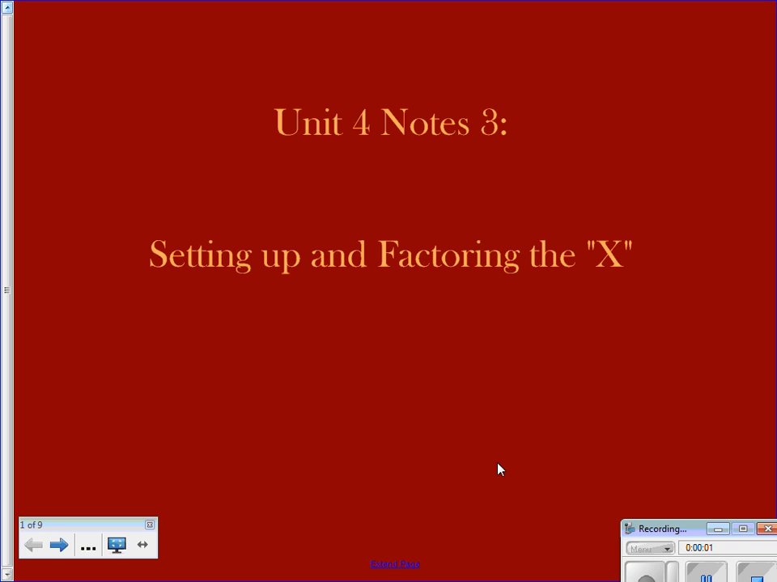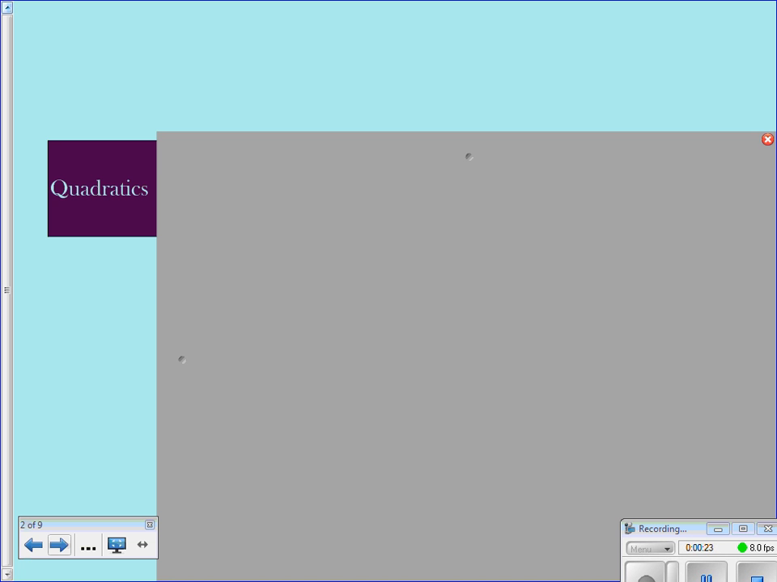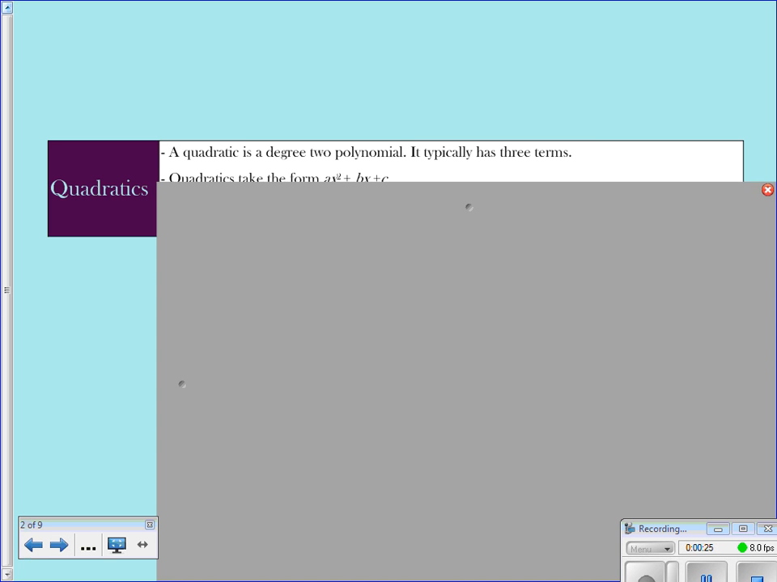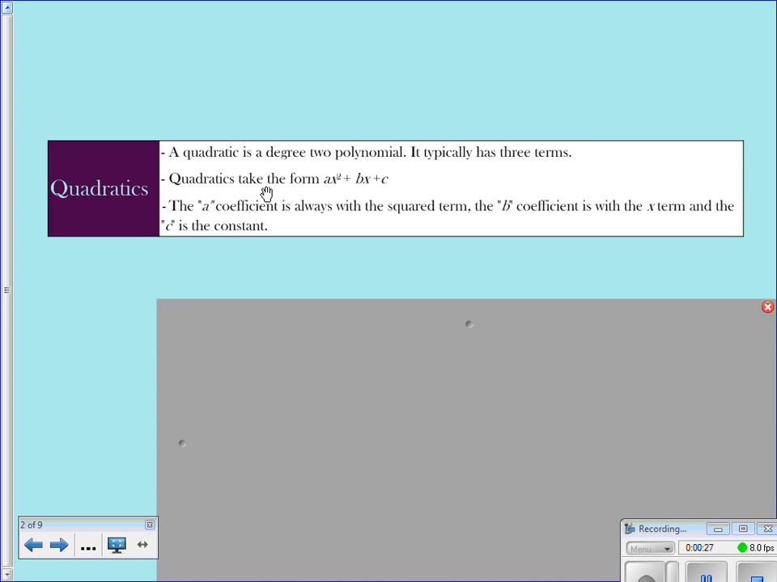Hello, ladies and gentlemen, and now we're going to be going on to notes 3 of our unit, which is setting up and factoring using the X. So, starting with our next note sheet, we're going to really get into factoring, which is a very important part of algebra. But before we do that, we want to get prepared. We want to know what we can do to get ourselves set up correctly. So before we really get going with the X, we need to understand quadratics.